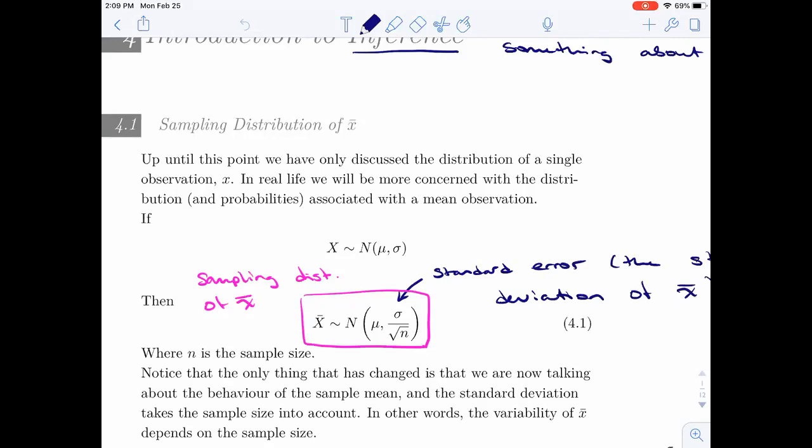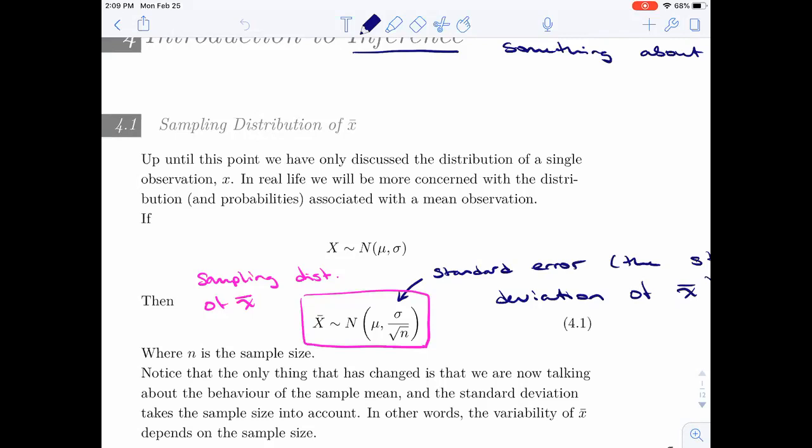It kind of makes sense, right? You take an average from a group, you expect that average to be very similar to the population average, and that's why it's still centered on mu. But because we're expecting these mean observations to be closer together, the spread is going to be less than if you're just looking at one observation, and it depends on your sample size.